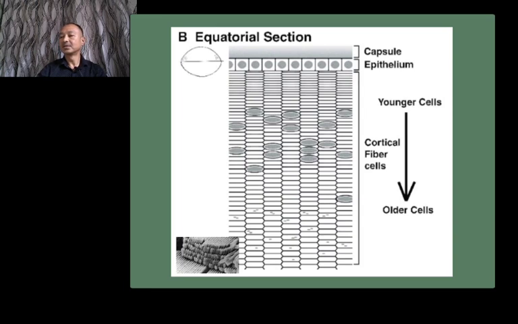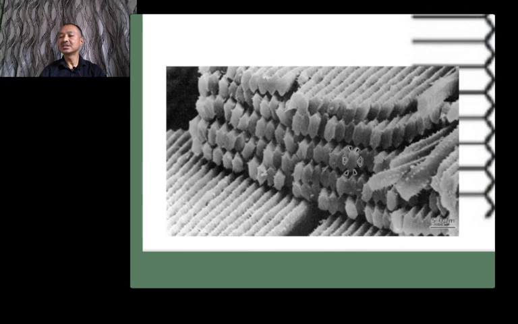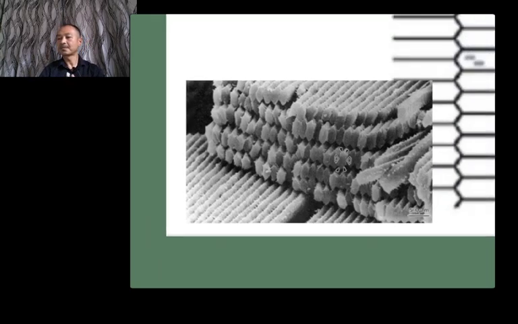If you look at the top portion, we can see the capsule, then the epithelium, the younger cells, then the older cells. And you can see here the actual lens fibers under electron microscopy. This is how the lens fibers get arranged, and the rays undergo destructive interference among these such that the lens remains transparent.